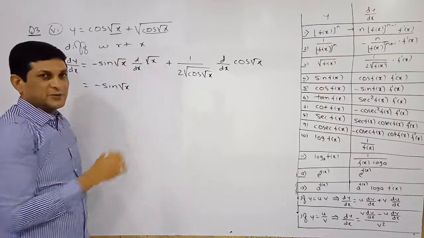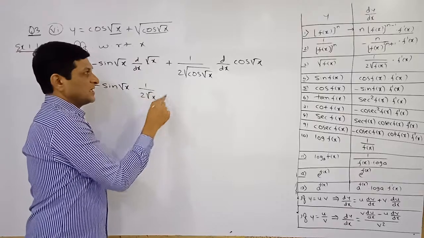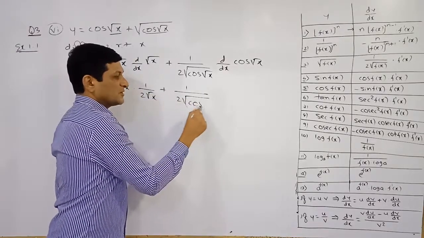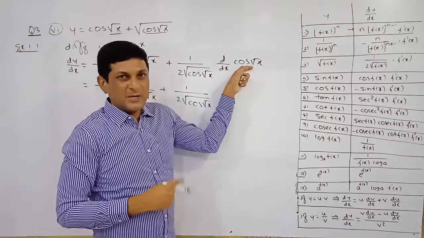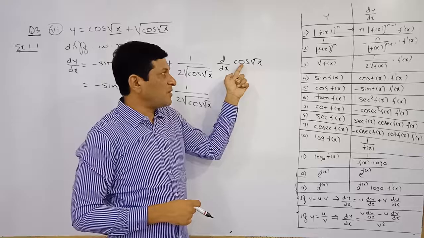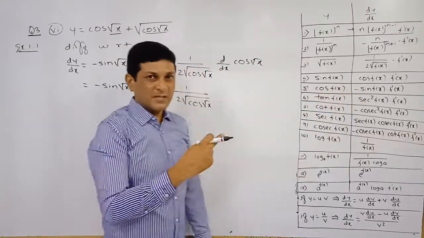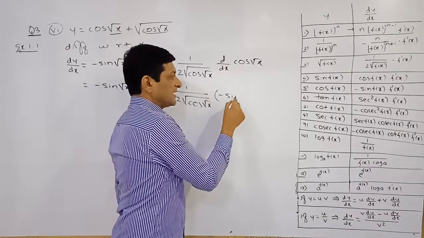We are finding the derivative of root x. What is the derivative of root x? 1 upon 2 root x. Plus, keep it as it is, 1 upon 2 under root cos root x, also as it is. Now we are differentiating it. Now, if you observe this function, it is in the form of cos f of x, and the derivative of cos f of x is what? Minus sin f of x into the derivative of f of x. So its derivative is minus sin f of x.